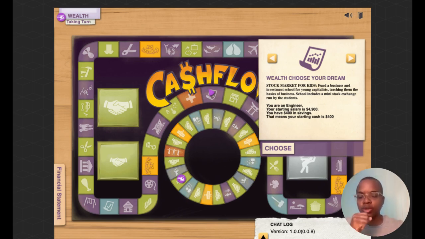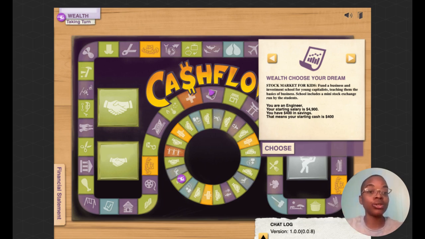But as you can see, when you first start off, you create your nickname. Mine is Wealth because we're wealthy in here. And then you start off by choosing your dream. There's a number of different types of dreams that you can choose from to really build out that long term goal.